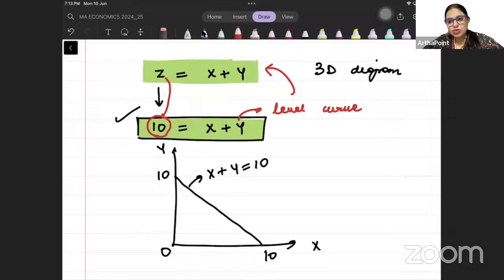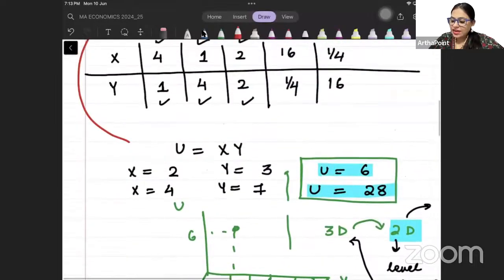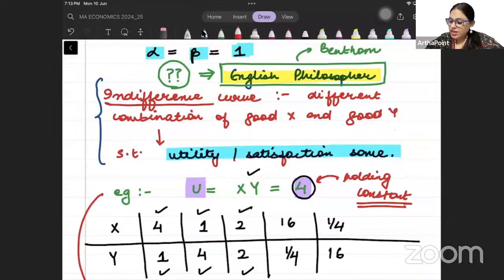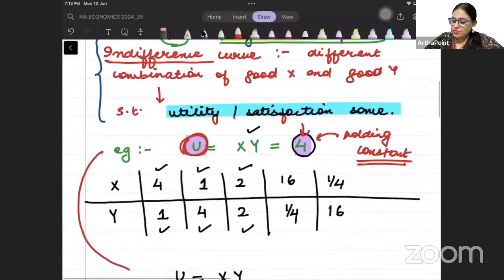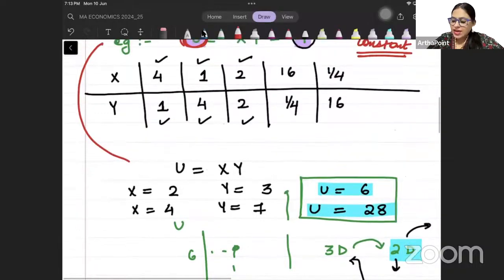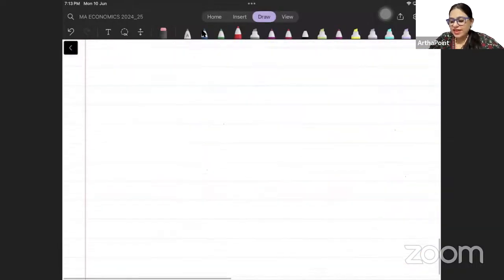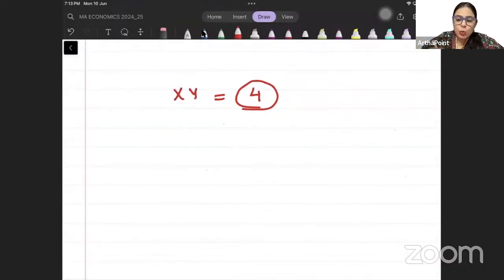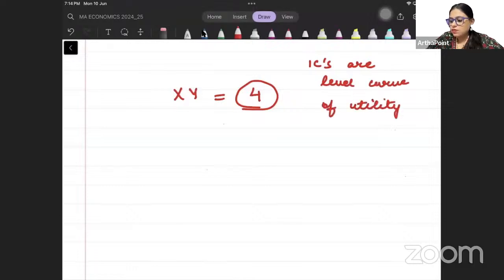Same is the case with utility functions. When I am making an indifference curve, I am holding utility constant at some level. So if I am holding utility fixed, I am just making a 2D diagram. I am saying just give me different combinations of X and Y such that the utility is fixed at 4 or at 5 or at 10, whatever. So I can say that indifference curves are level curves of the utility function.